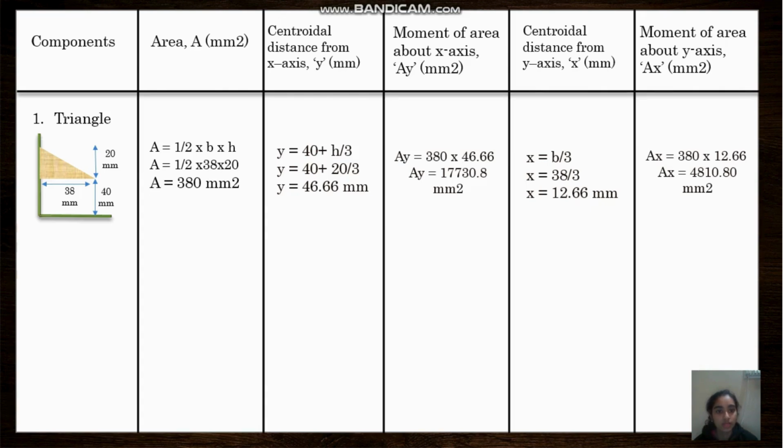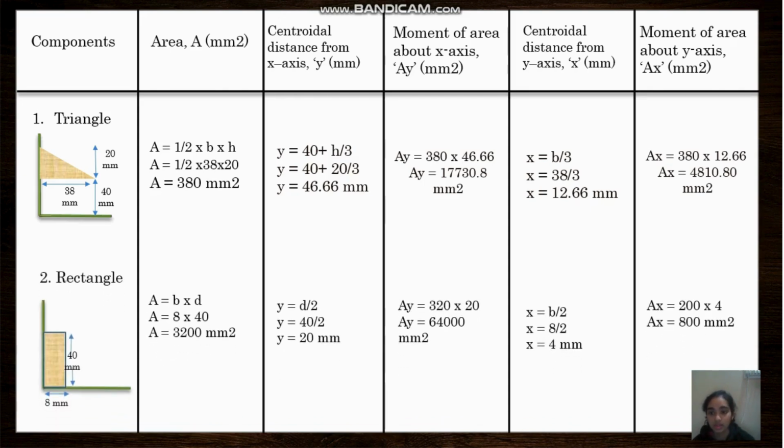Centroidal distance from y-axis, the formula is x is equal to b by 3. We get 12.66 millimeter. Moment of area about y-axis, we are going to multiply area and centroidal distance from y-axis for this. So we get 4,810.80 millimeter square.